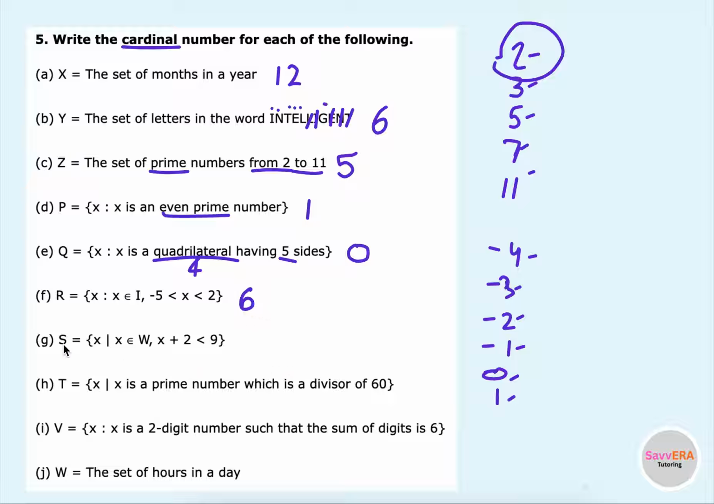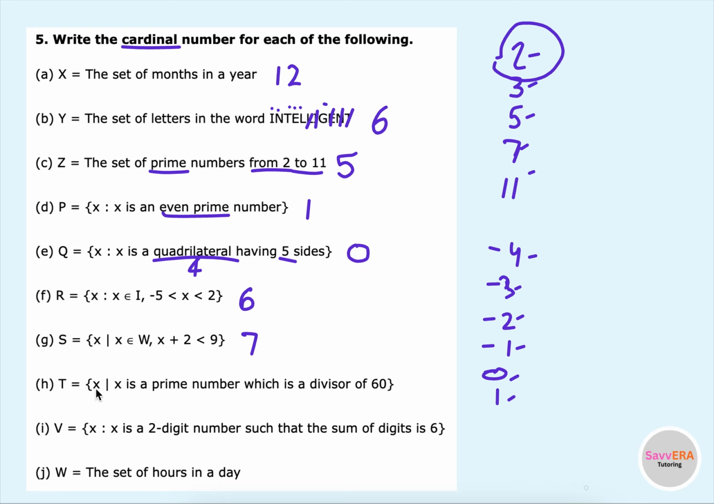Next, it says set S has X, which has set W contains W, and X plus 2 is less than 9. Alright, so therefore the only thing that would satisfy that cardinal number would be 7, because 7 plus 2 is contained, so it will be 7.